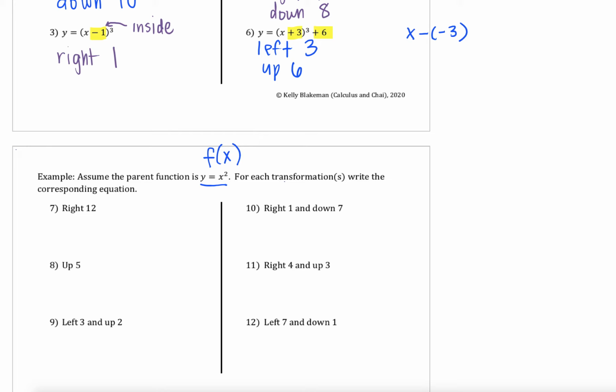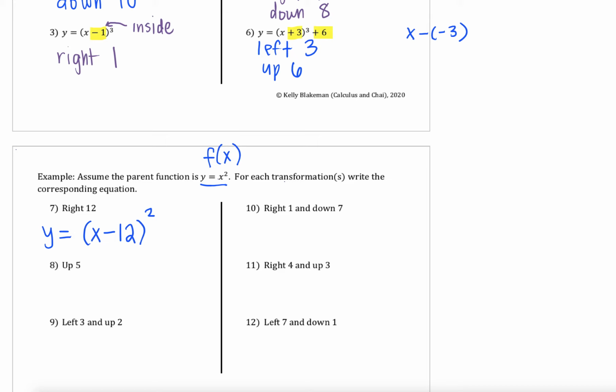In example 7, we have the transformation right 12. If we're going to the right, is that transformation happening inside or outside the function? If we're going to the right or to the left, that's a horizontal shift, and that happens inside the function. So in our equation, I need to have that be inside that x squared. I'm going to put some big parentheses and put the square on the outside. Remember, we always start off with x minus as our horizontal shift equation. And since we're going to the right, I'm going to substitute in that positive 12, which leaves us with (x minus 12) squared.